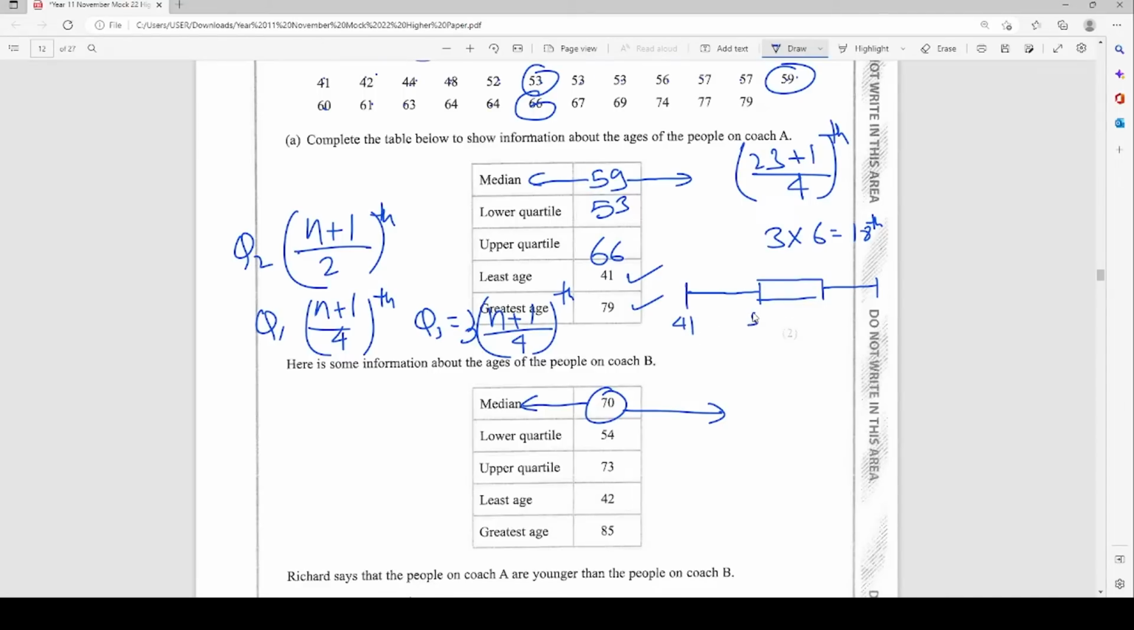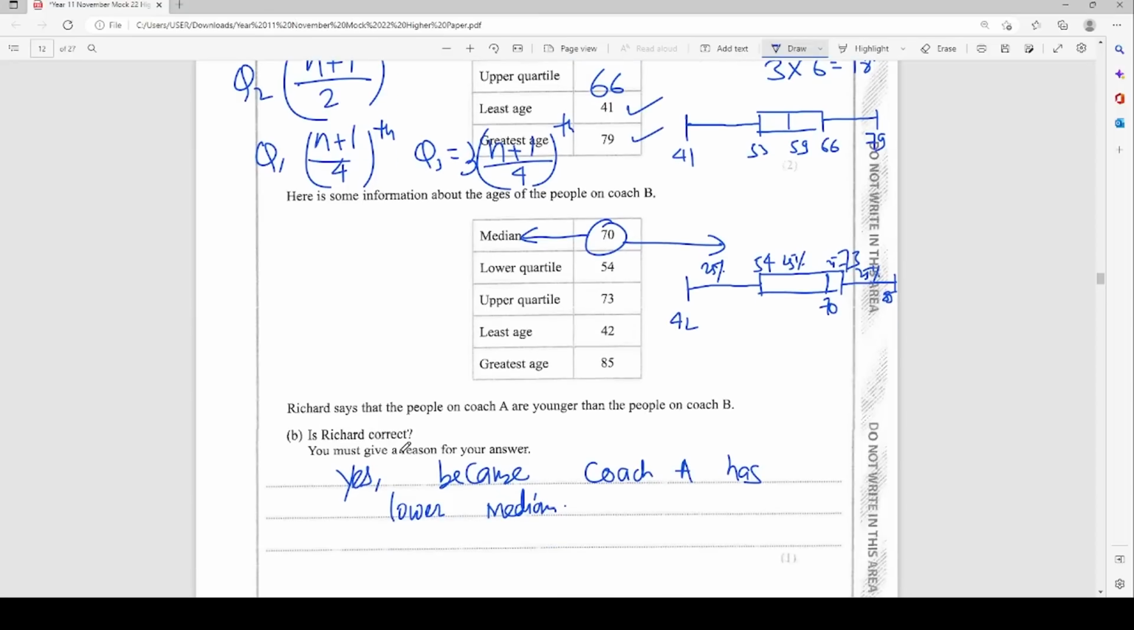So 41 is here, 53, the median is at 59, the upper quartile is at 66, and the greatest value is 79. Whereas for this one, my lowest value is 42, my lower quartile is 54 and the highest value is 85. So 85 is here, the median is somewhere at 70, the upper quartile is 73, and the lower quartile is 54. Clearly you can see the gaps are quite huge here, because 25% of data is here, 25% here, 25% here, and then 25% here. Whereas this one is quite compact compared to coach B.